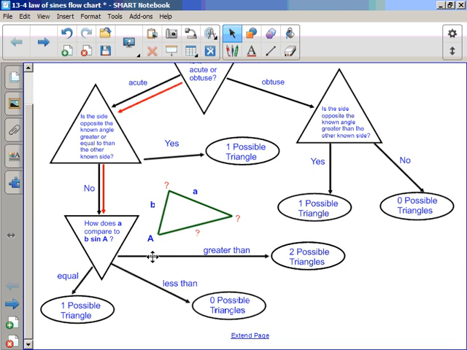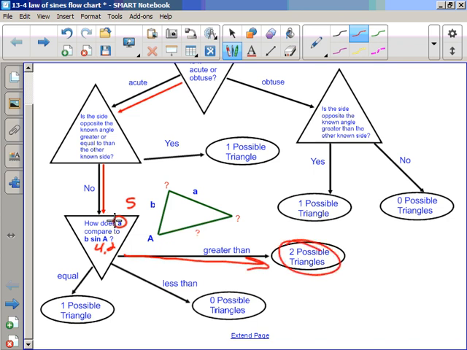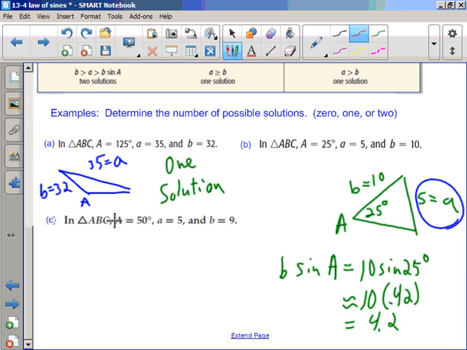So it's 2 possible triangles. All right, so we calculated A was 5. Well, we didn't calculate that. That's given. This is 4.2, so it's greater than. So it's 2 possible triangles. All right, so last but not least, you see. All right, so let me erase all this stuff.